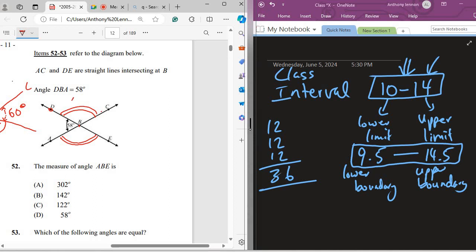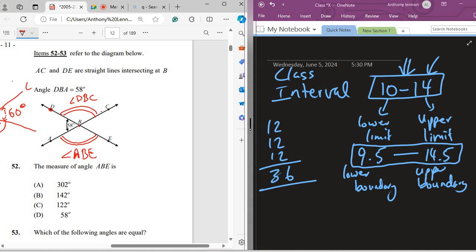This angle is angle DBC, going from D to B to C. The angle down here is angle ABE. All these angles will have B in the center. And those two angles are equal because they are vertically opposite angles.